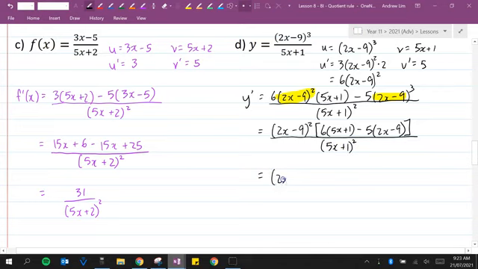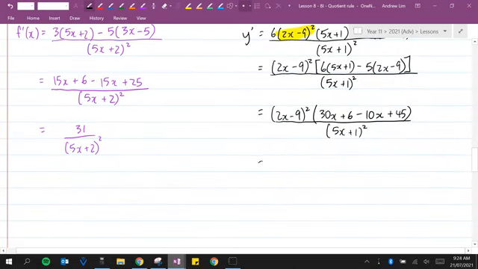Let's expand what's in the square brackets. So we've got 30x plus 6 minus 10x plus 45, all over (5x plus 1) squared. And now we can tidy this up. (2x minus 9) squared, we've got 20x plus 51, all over (5x plus 1) squared.